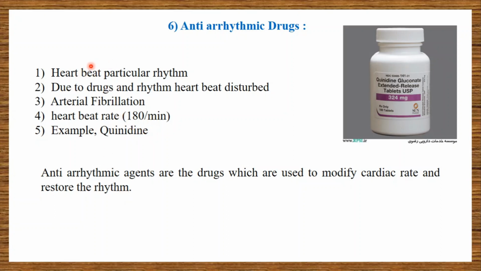So you know that in a healthy person, the heartbeat occurs at a particular rate and rhythm. However, due to the use of some drugs and some disease, the heartbeat rate may change and the rhythm may be disturbed. The irregular heartbeat is called atrial fibrillation, with a very high heartbeat rate of more than 180 per minute. Due to this, there may be vascular collapse or pulmonary congestion, which is very dangerous. The drugs which are used to modify the cardiac rate to normal and restore the rhythm are called antiarrhythmic drugs, and the example is quinidine.